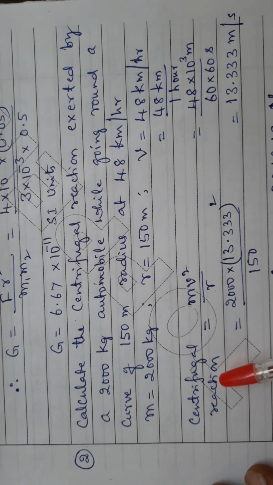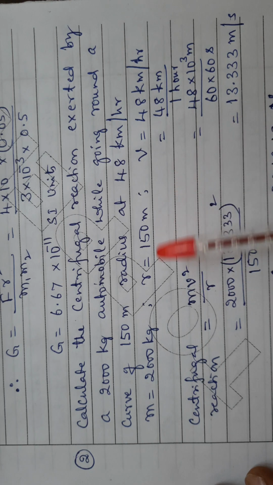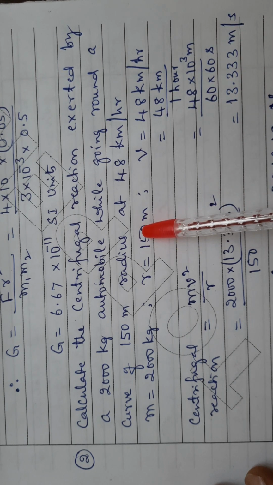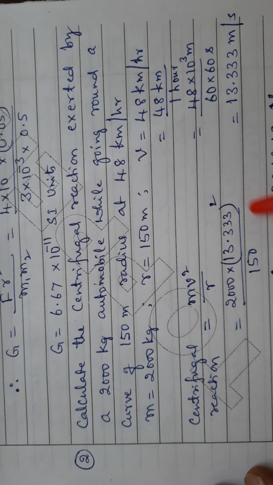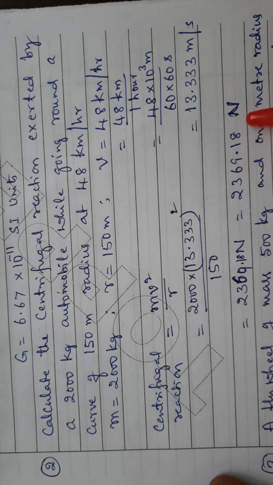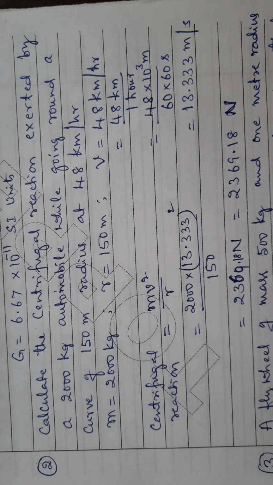Now, we know the formula, centrifugal reactional force is given by mv square divided by r. So substitute these values. m is equal to 2000. Okay, v is 13.333, that squared, and radius 150 meters. So just you divide and multiply this, you are going to get the answer as 2369.18 Newton. Okay, let us go for the third problem now.